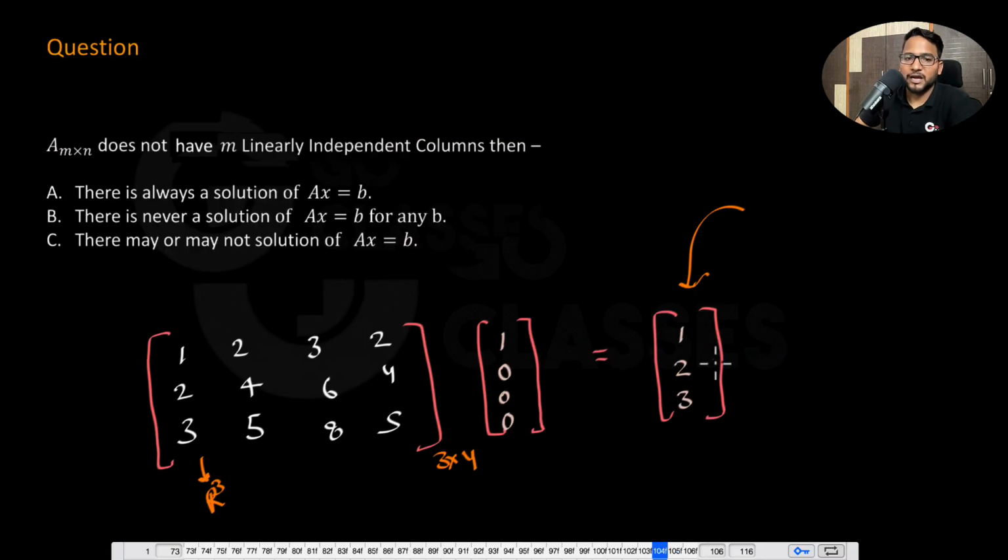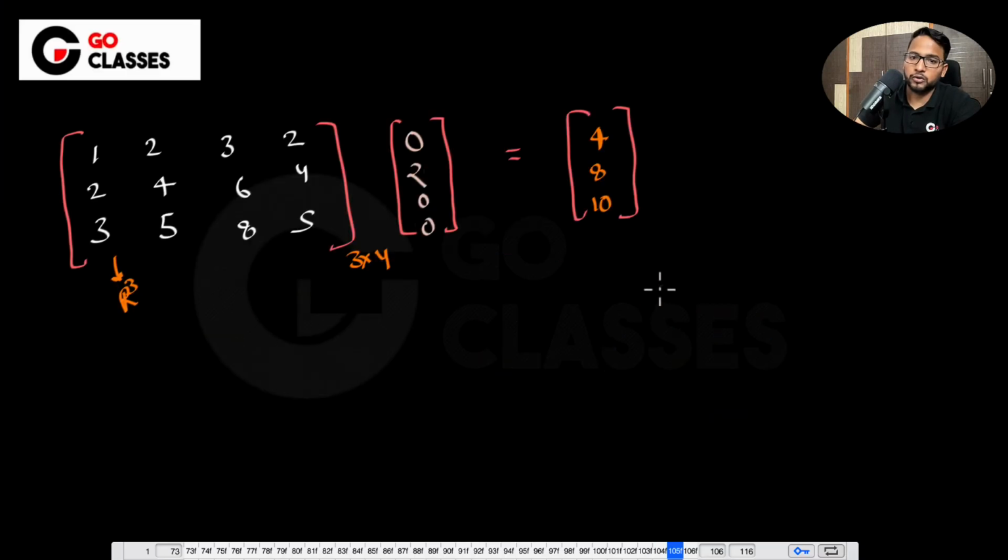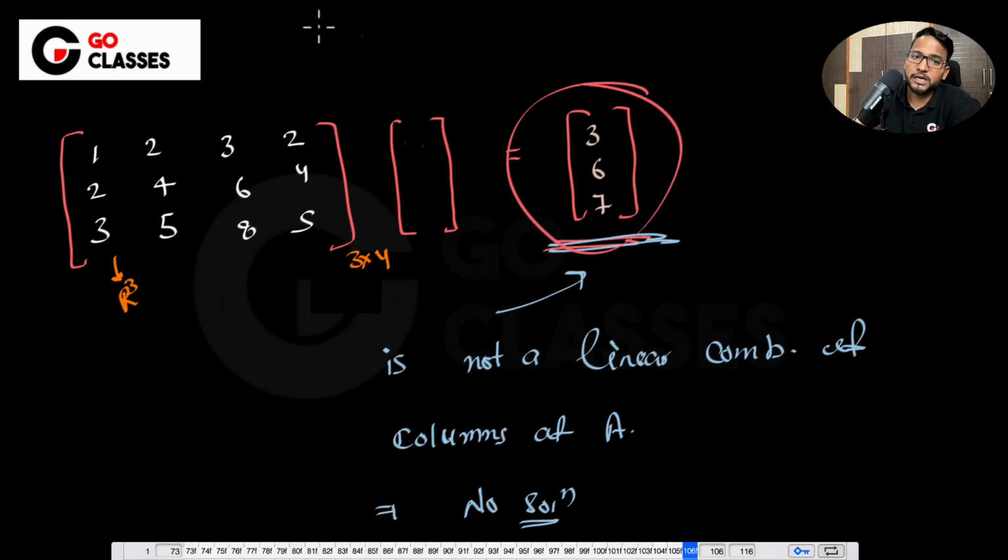So in this case, I am saying that if you have some A which has, let's suppose, less than 3, maybe just 2 linearly independent columns, then it will depend on the B. If this B is a linear combination of these 2 columns, maybe you are just copying out. That's good. If this is a linear combination of columns of A, then you have the solution. If that is not a linear combination of columns of A, you do not have the solution.